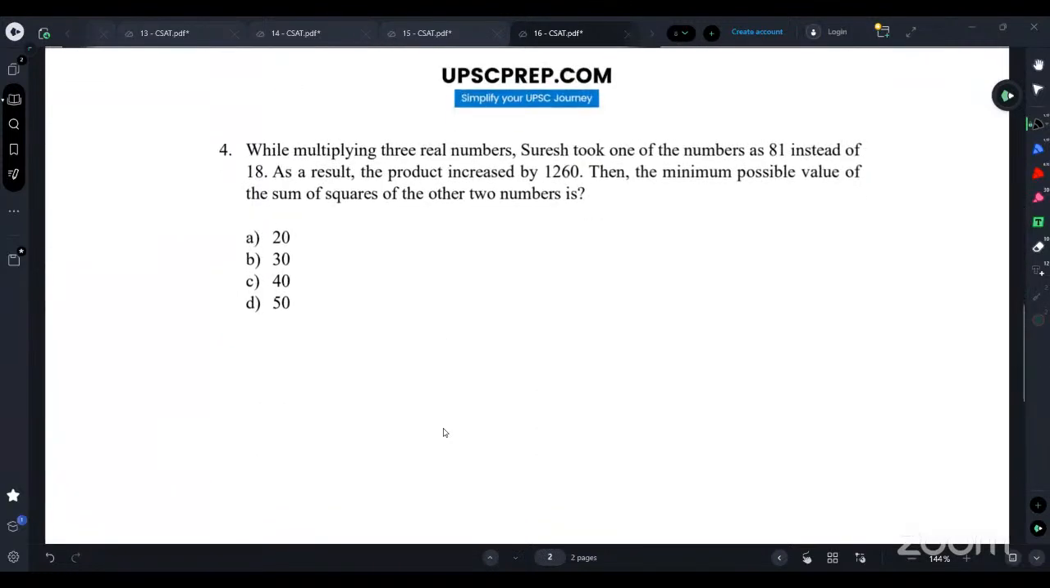Okay, see this fourth question. While multiplying three real numbers, Suresh took one number as 81 instead of 18. So let's say these three real numbers are A, B, and the other number is 81, right? What has happened as a result is that the product increased by 1260, right? So A times B times 81, we are taking all these as the product.